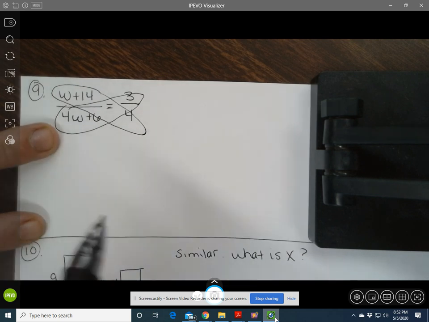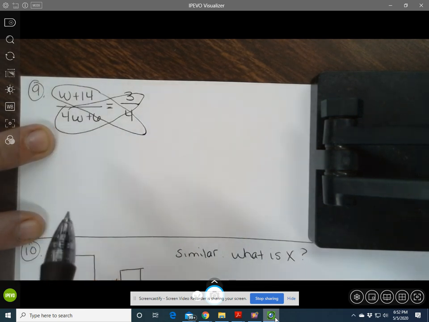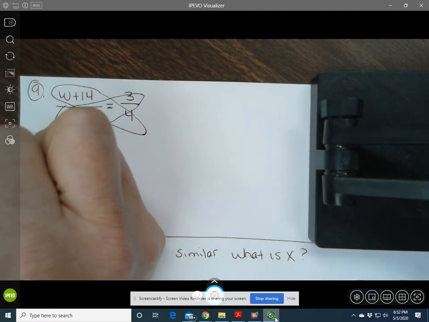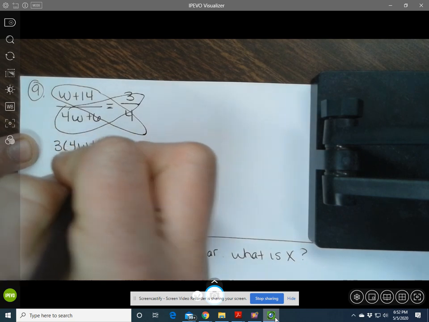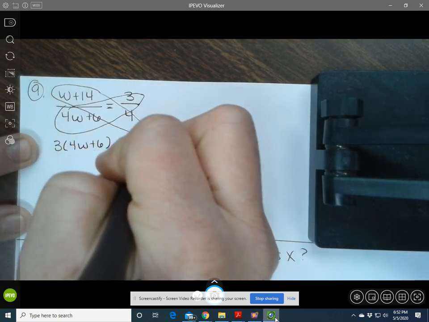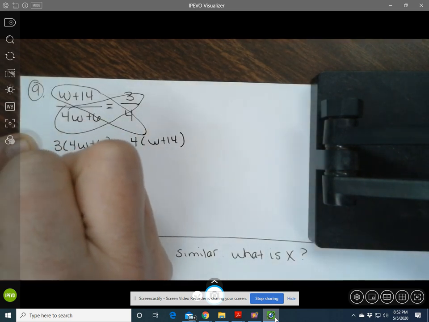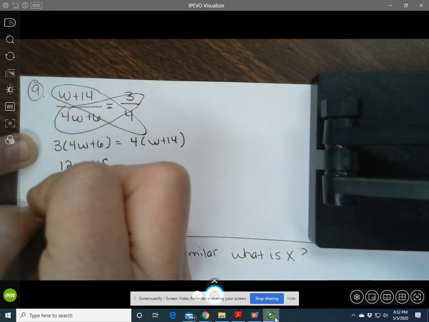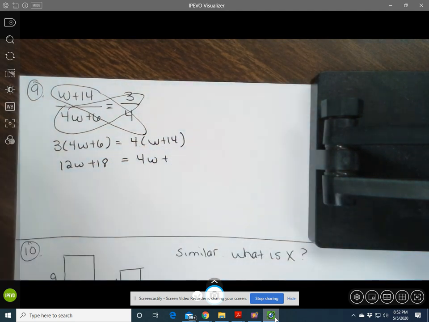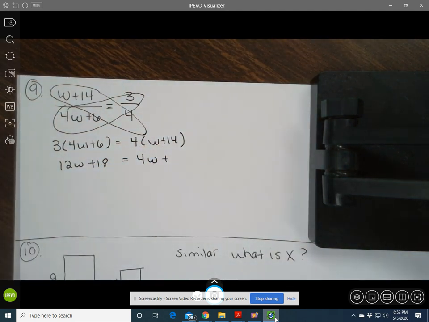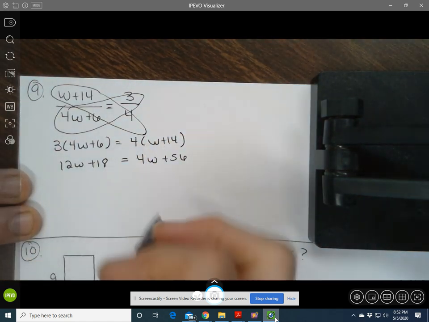You just need to make sure that since this is more stuff, it's not just one term, you need to make sure you multiply it by both. So I always set it up in parentheses and I say 3 times (4w plus 6) is equal to 4 times (w plus 14). So if I distribute those, that's going to give me 12w plus 18 equals 4w plus 56, because 14 times 4 is going to be 56.